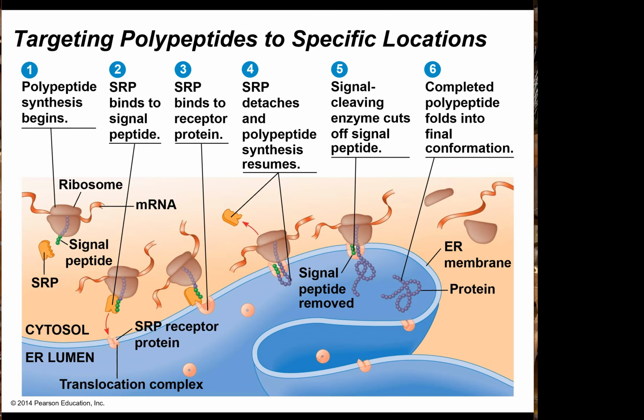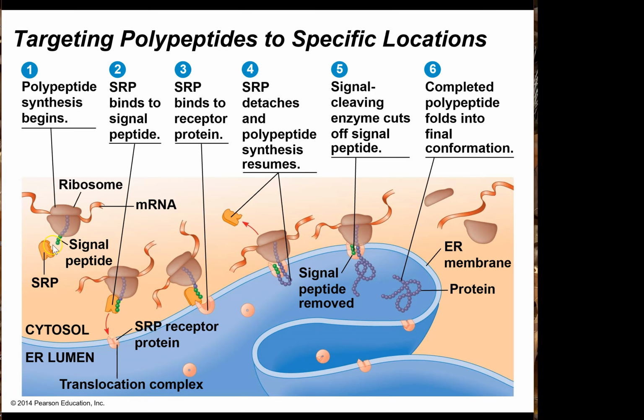Those proteins that have to go through the endomembrane system, they've got a little sequence that's encoded in the gene, that's encoded in the mRNA, and that gets translated into the polypeptide. And this little sequence is called the signal peptide. It's a special sequence of amino acids that pretty much tells the cell, hey, I'm a protein that needs to go through the endomembrane system. And once that signal peptide is translated, there's a little protein that's called the signal recognition peptide.